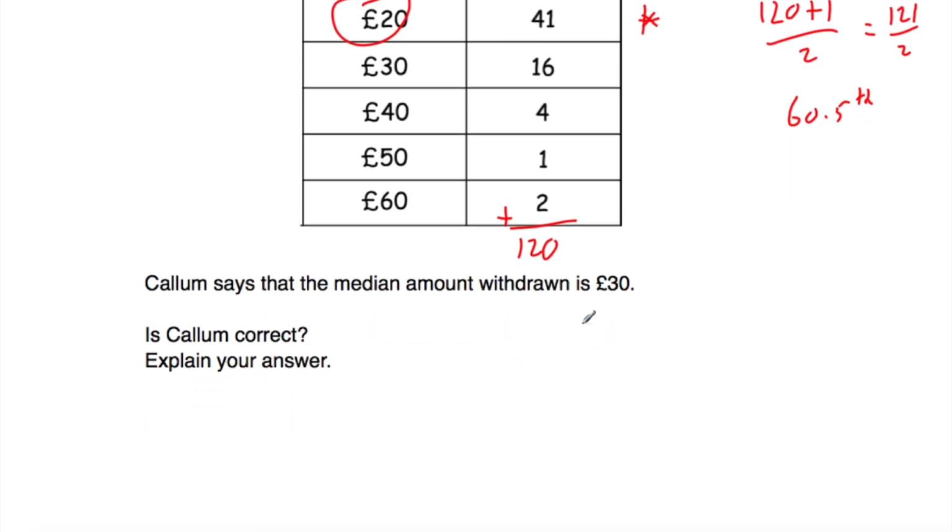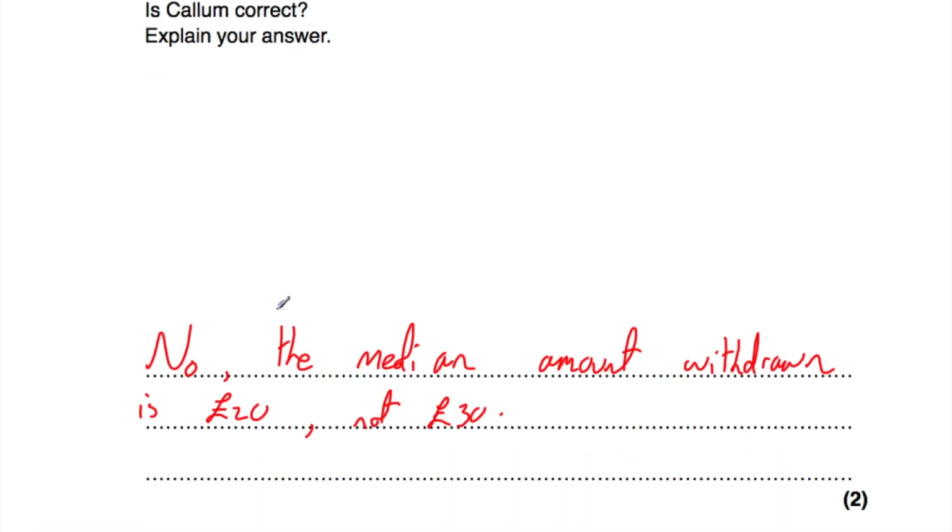The question says Callum said that it was £30. So is he correct? No. And let's explain that. I've just explained no, the median amount withdrawn is £20, not £30. And that's it. Okay, let's look at our next question.